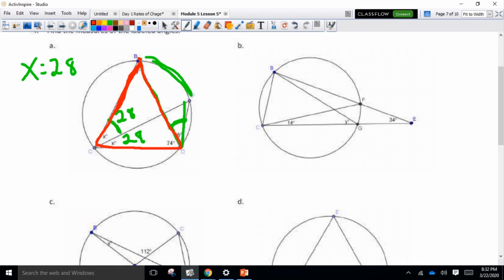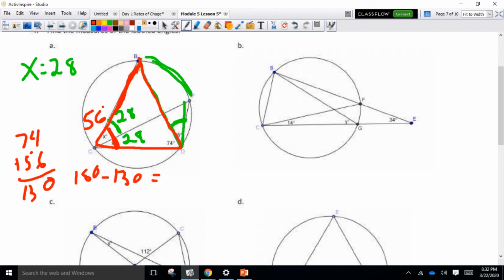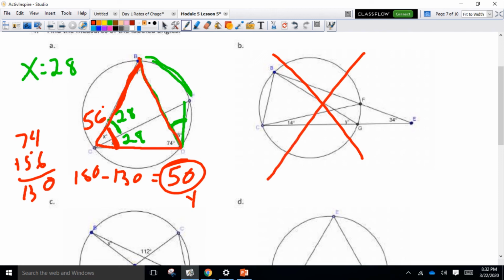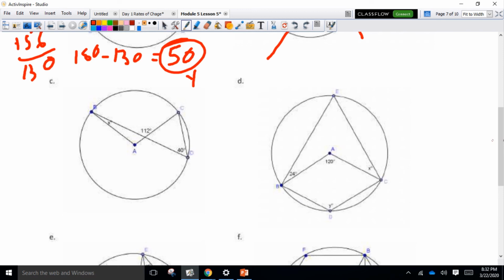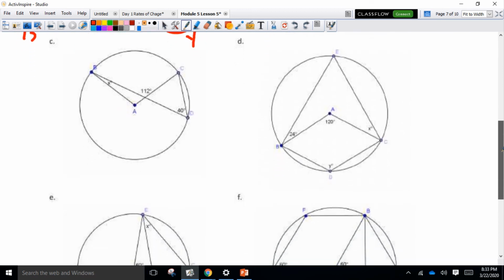All right, then I have this big triangle here. I know that's 74. If I put these two together, I get 56. 74 plus 56 is 130. And then 180 minus 130 is 50. So that's what Y is. Okay, B, we're not doing. We don't have the rule yet to do B, so that question we can't do till a later time.